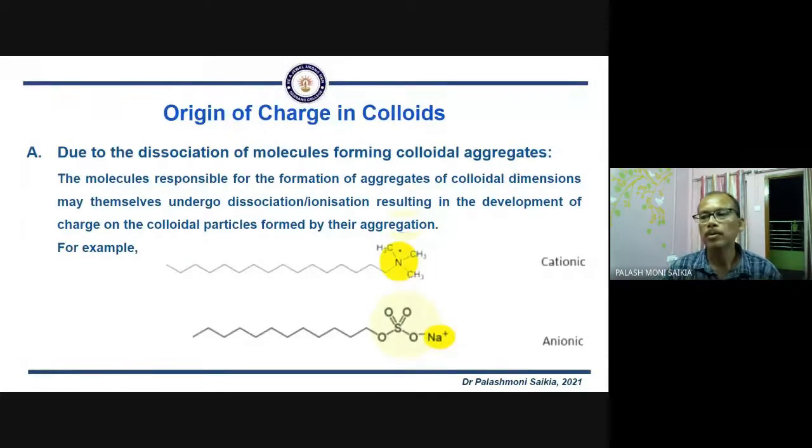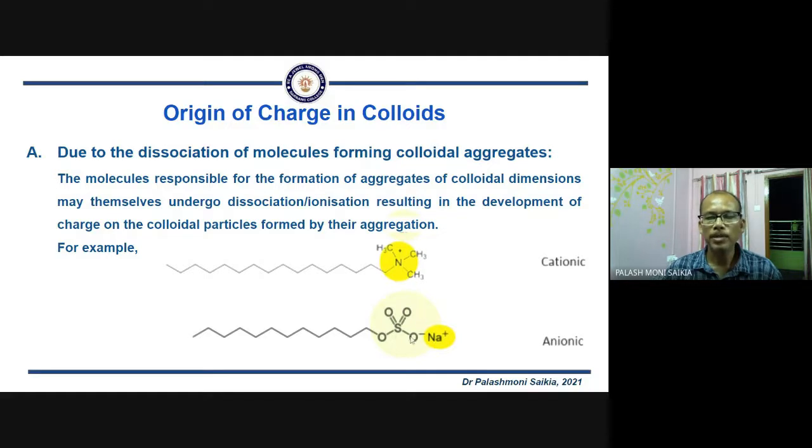Now let us move to what are the basic concepts behind the origin of charge. One of the preliminary concepts behind the origin of charge is the dissociation of molecules forming colloidal aggregates. So molecules that do form colloids may dissociate, and this dissociation may give rise to positive and negative charge. They may undergo dissociation or they may undergo ionization.